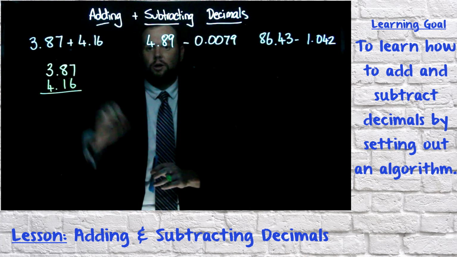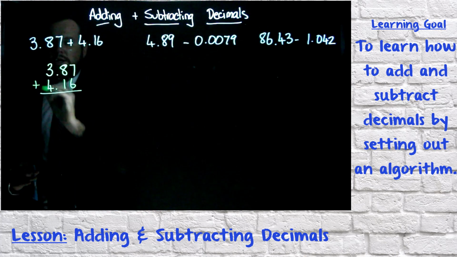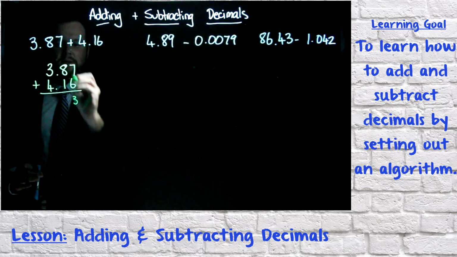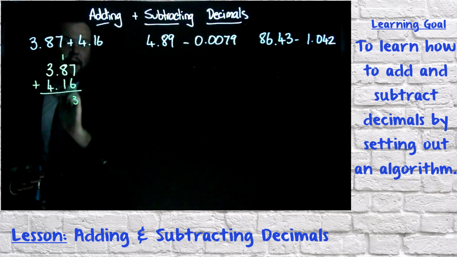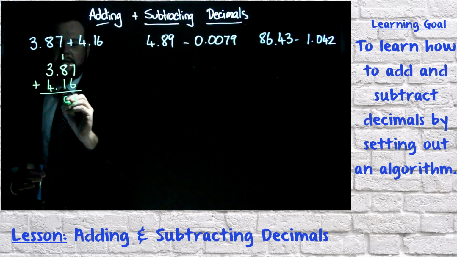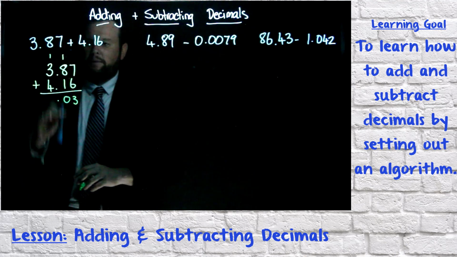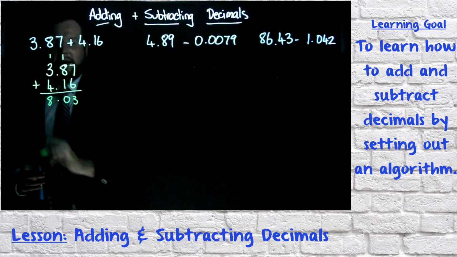Now, this one, we take note of the operation, which is addition. So we just add these together. 7 and 6 gives us 13. 1 and 8 gives us 9, plus 1 gives us 10. Our decimal point comes down, carry my 1, and then obviously I have 8.